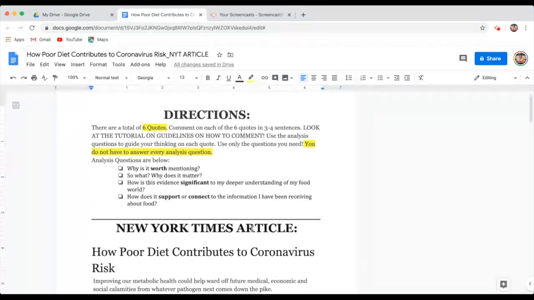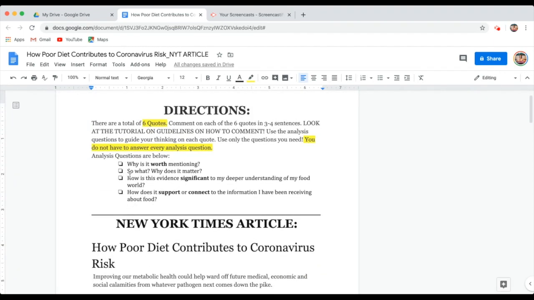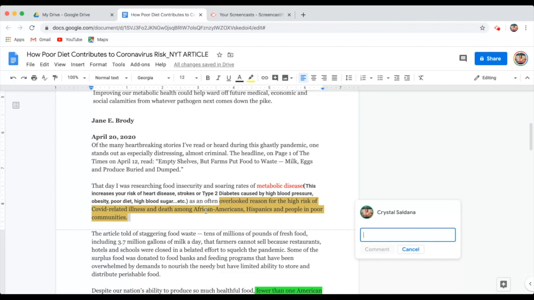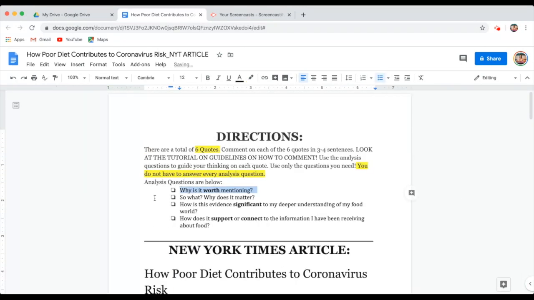Okay, so let's go to the analysis questions. So why is this quote worth mentioning? So what? Why does it matter? Well, one, it's worth mentioning because it's talking about African Americans, Hispanics. I fall into that category. So this is my group, right? That's definitely worth mentioning to me. So what? Why does it matter?